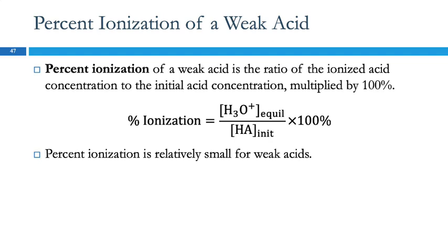So we can look at percent ionization of a weak acid. So this is telling us what percent of the acid is ionized. The amount ionized is going to be equal to the hydronium ion concentration at equilibrium. And the total amount of acid present is the initial concentration of the acid. So it's the hydronium ion concentration at equilibrium divided by the initial concentration times 100. And we find that the percent ionization is relatively small for weak acids. For strong acids, it's essentially 100%.